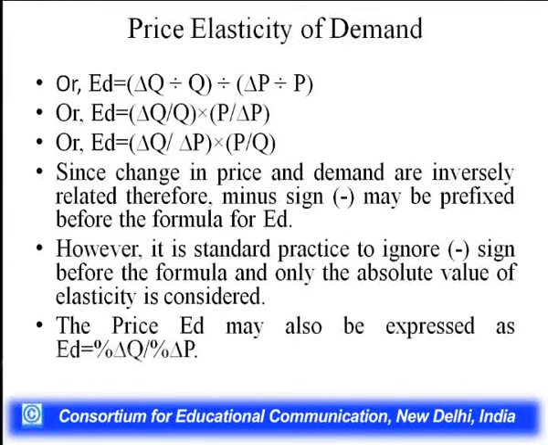So, if we summarize this exposition in a more precise manner, it would be expressed as follows: elasticity of demand is equal to delta Q upon Q, this whole divided by delta P upon P, where delta denotes the change in P and Q respectively. It can again be expressed as delta Q upon Q multiplied by P by delta P. It is just the rearrangement of the above equation. And finally, we can write elasticity of demand is equal to delta Q by delta P multiplied by P upon Q. Since price and demand are inversely related, the minus sign may be prefixed before the formula for elasticity of demand.